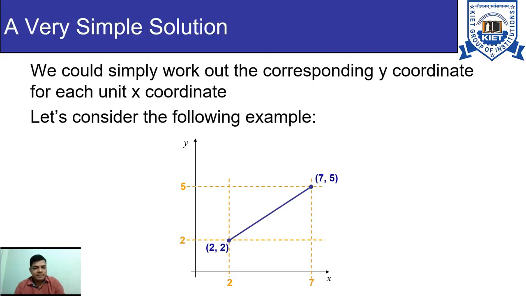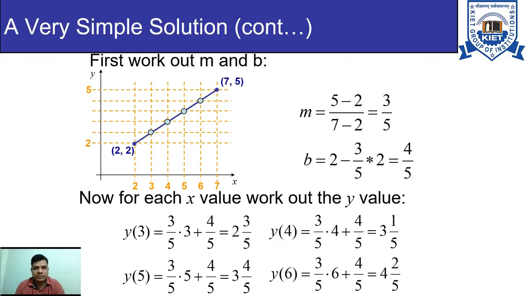So here is an example. In this we have a line whose initial point is (2, 2) and the final point is (7, 5). Before proceeding to the DDA algorithm, we are applying the concept of simple mathematics, and by that concept we are going to plot a line whose initial point is (2, 2) and the final point is (7, 5).